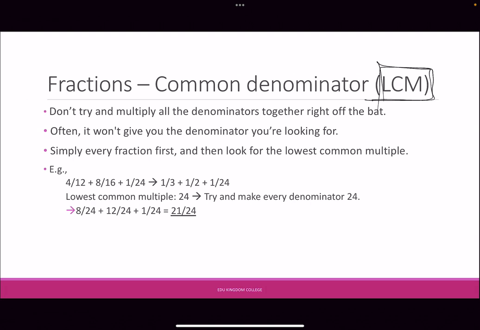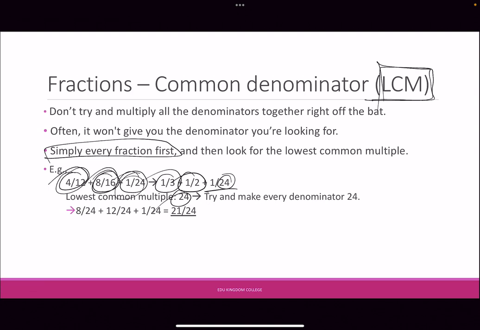So if we have 4 over 12, 8 over 16, 1 over 24, we want to make every single denominator the same. First step to anything is simplify, which is why we divided first in our previous slide. So 4 over 12 simplifies to 1 over 3, 8 over 16 becomes a half, and 1 over 24 stays as 1 over 24. Now the lowest common multiple here is going to be 24. So 3 fits into 24, 2 fits into 24, 24 fits into 24. Nothing smaller is going to work, because then 24 is not going to fit into it.